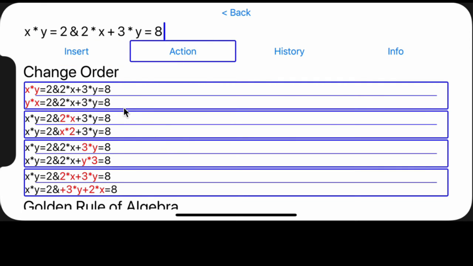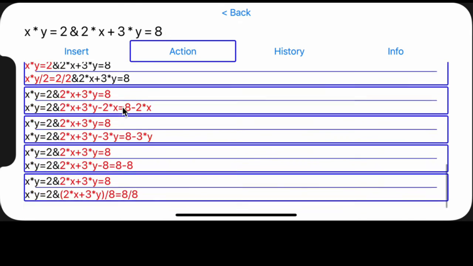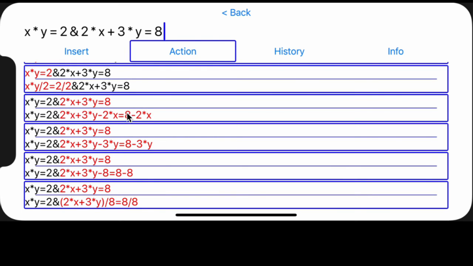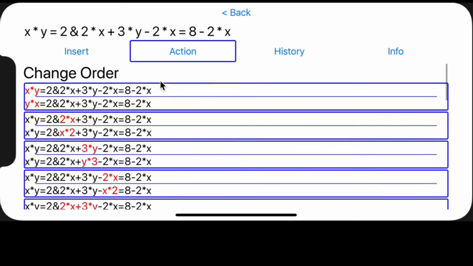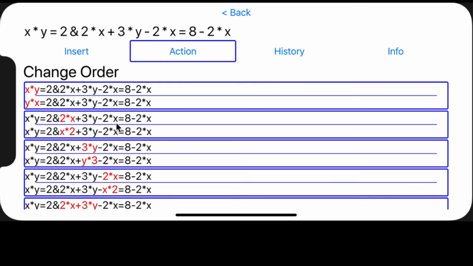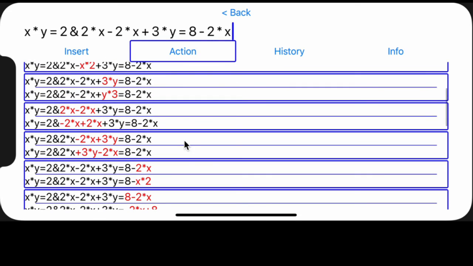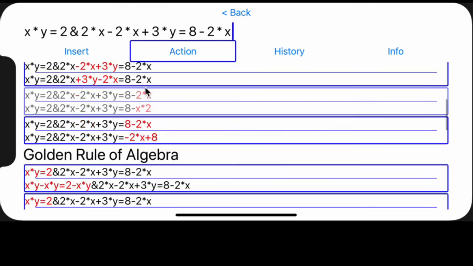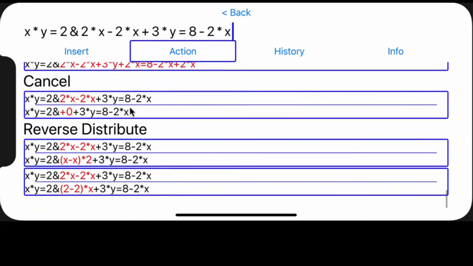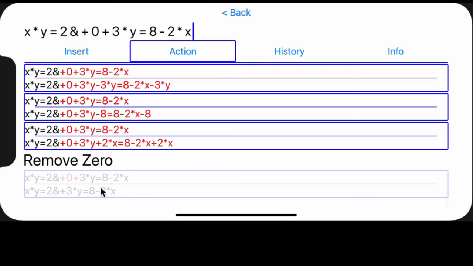Let's say we were asked to solve for x. So let's solve for y, and then substitute that into the first equation. Let's solve the second equation for y. Let's move this term to the right-hand side of the second equation. We need to use change order to get this term next to that term, this one right here. And we need to use cancel, remove 0.